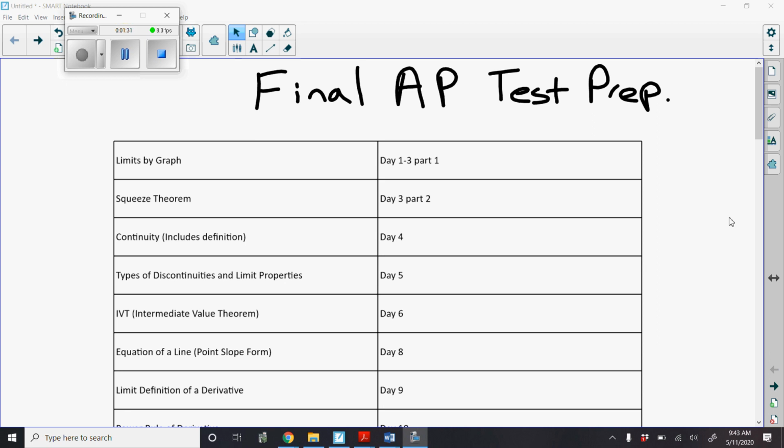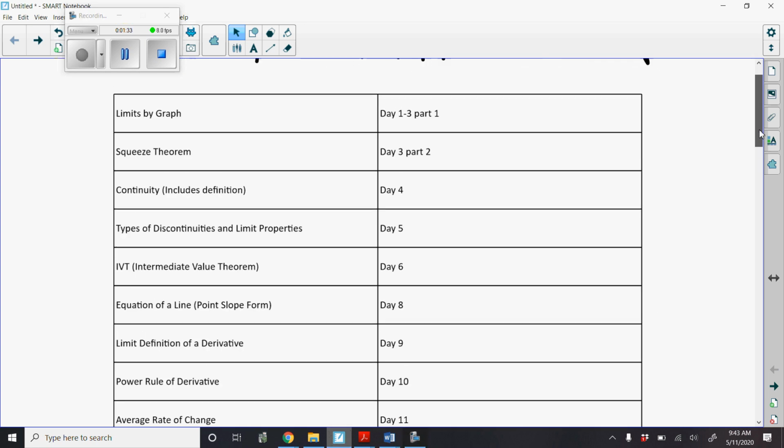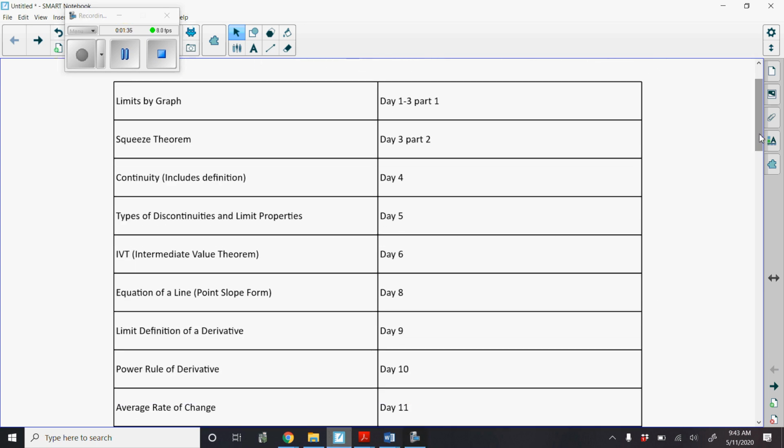So what I'm going to do here is go ahead and pause the video right now and write down these first parts of the table, from limits by graph to average rate of change. So these are the topics on the left and the day that we titled the notes. You're going to want to have all your notes in one place, easy to work with. So go ahead and pause it now and get that copied down. Then I'll just scroll down a little bit more so you can copy the whole thing down.